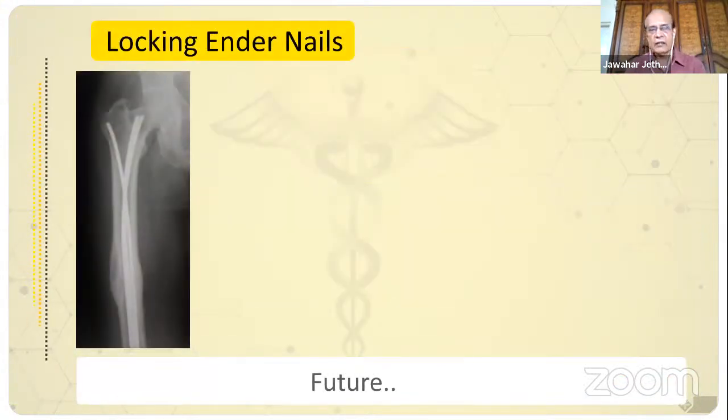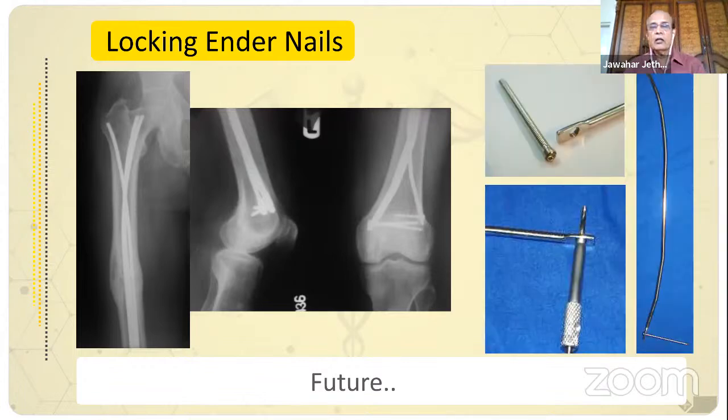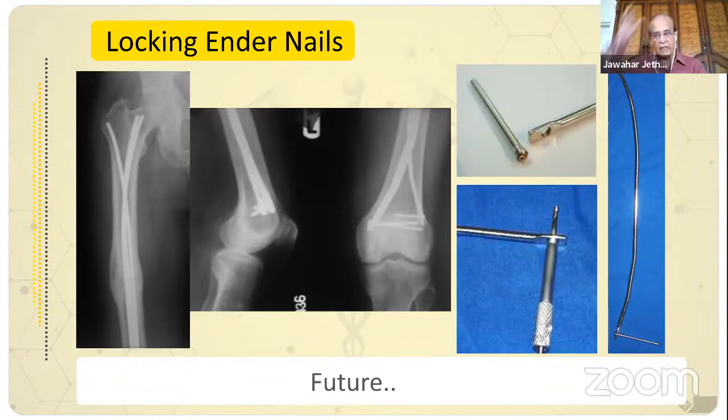The last slide is that there is a future. We are working on thinking of putting a locking endonail, where the eye has threads and we can put a locking screw. We are not very successful in this because making this eye is not technically and mechanically possible. We are trying to see if we can get a locking endonail, but there are some cases where we have got a very good result. So I'm just showing one of them.